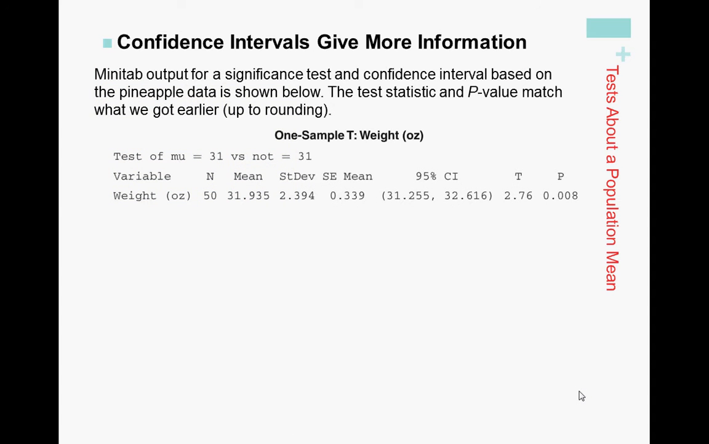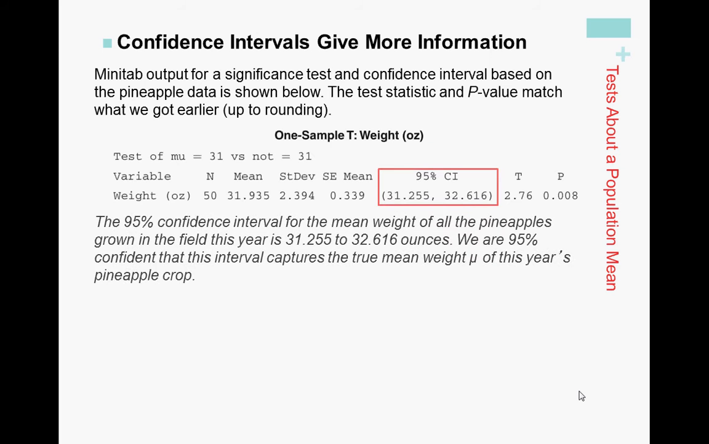I want to relate these two-sided tests to confidence intervals once again. So this Minitab output is looking at the pineapple data, and they've already created the confidence interval for us. You can see it right under 95% CI. The confidence interval is 31.255 to 32.616. So we are 95% confident that this interval captures the true mean weight mu of this year's pineapple crop.